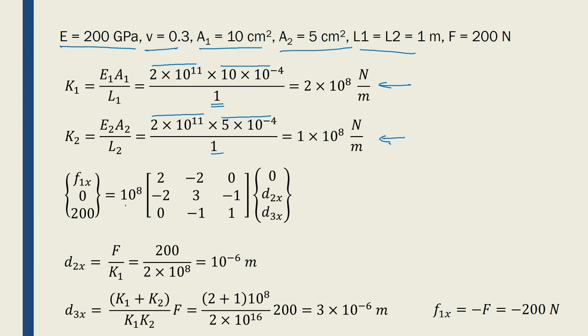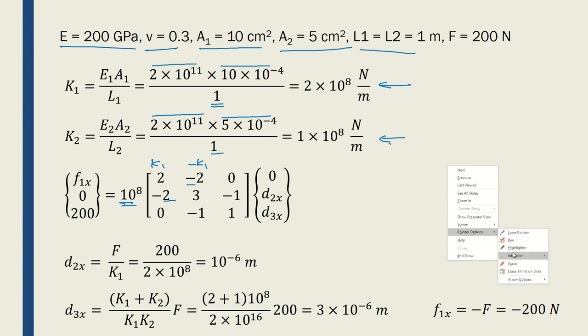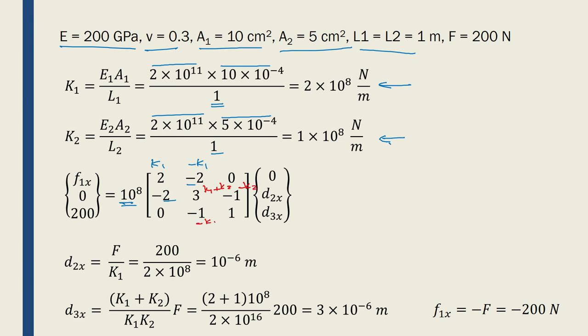So if I take the 10 to the 8 out of the matrix, I'll have 2, minus 2, minus 2. These are K1 and minus K1. And let me change the color again to red. This is now K1 plus K2. This is minus K2. This is minus K2. This is K2. I know this and that, but I don't know F1x. I know the displacement at node 1 is 0, but I don't know D2x and D3x.